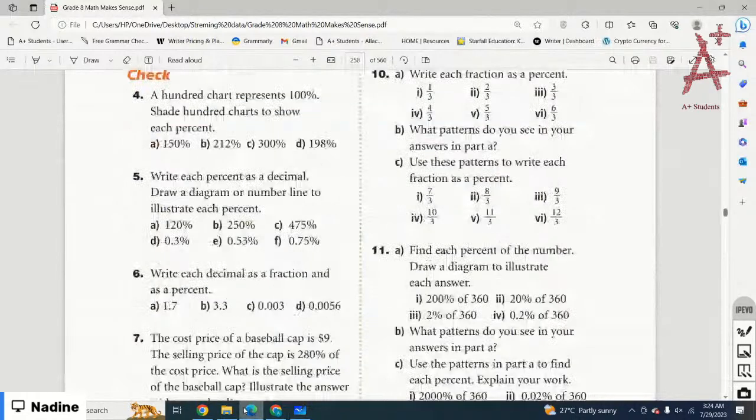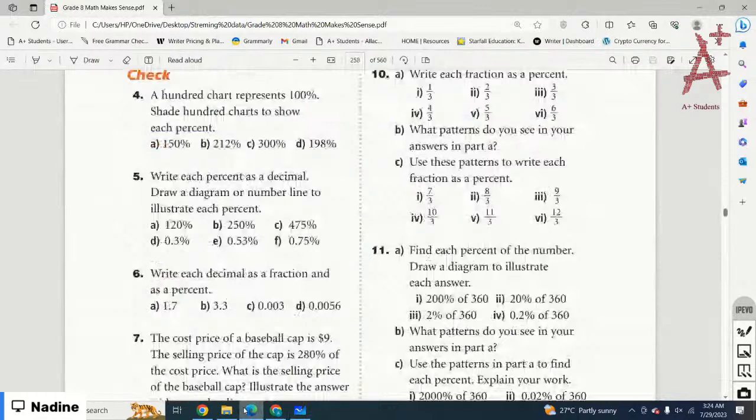Okay, let's just start with question number 4. A 100 chart represents 100% shaded. Shade 100 charts to show each percent. Question number 4a, 150%. That means you have to make 2 charts of the 100 chart, and one complete chart is colored because 150 means one complete is colored and the second chart is 50% colored. Got it?